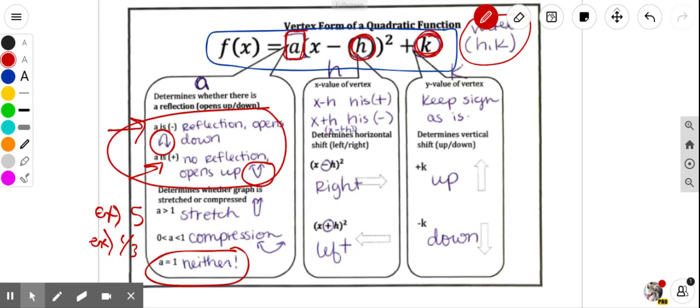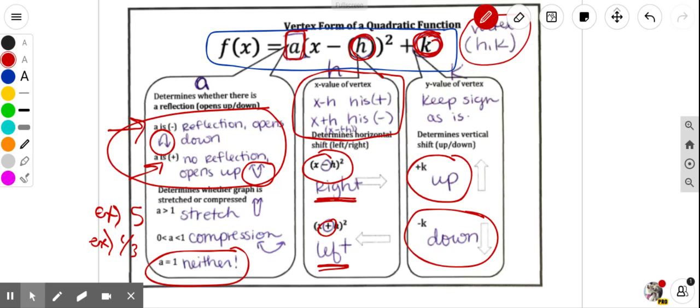Okay, going back to H a little bit, we already talked about how H is the X value of the vertex, but the H also tells you if it's a horizontal shift, like if it goes left or if it goes right. Remember that if it's a negative inside the parentheses, you move right, and if it's a positive, you move left. The Y value of the vertex, like I said, we keep the sign as is. That's K. K can also tell us if there's a vertical shift. So if it's a positive K, you're going up that many units. If there's a negative K, you're going down that many units.